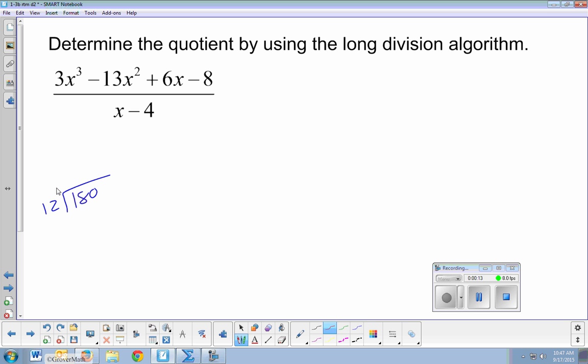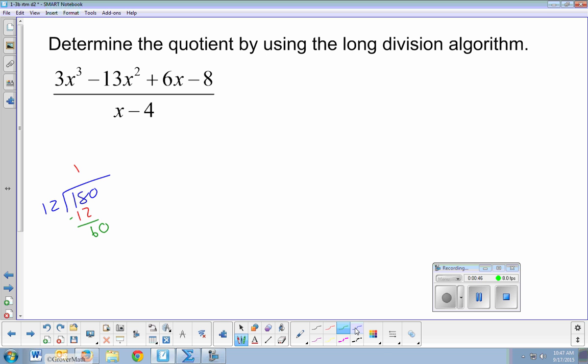How does that work? Well, I don't think about how many times 12 goes into 1, because this is a two-digit number and this is a one-digit number. So I think of it first as, how many times does 12 go into 18? And the answer is once. So 12 goes into 18 once, for a total of 12, and then I subtract these and get 6, and I bring down the 0.